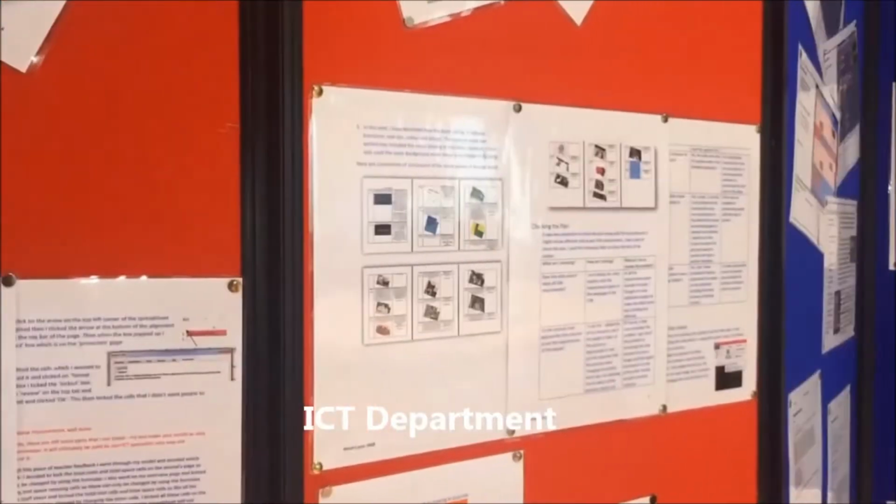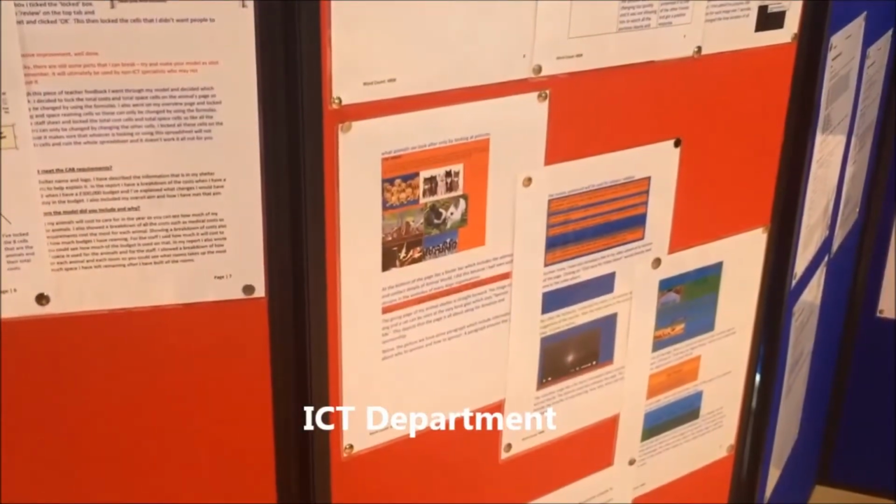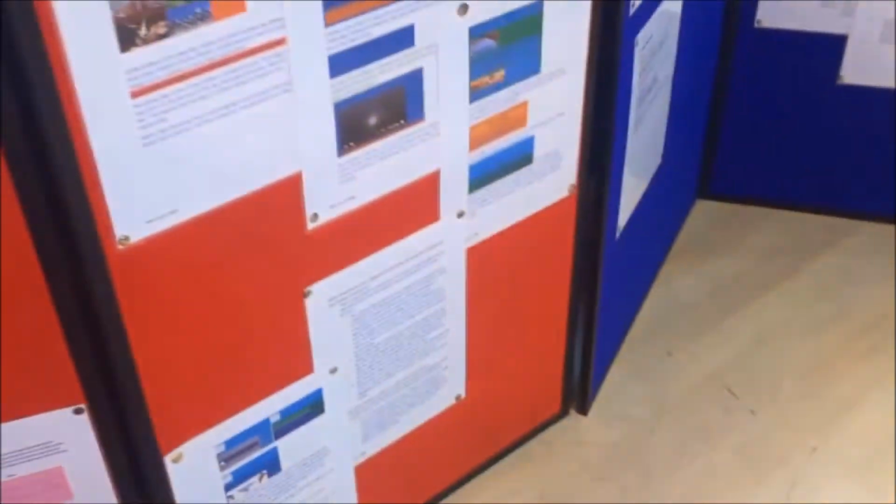The board on the right shows activity 3. This activity is where the students have to create a promotional website for their animal shelter, as well as a video advert.